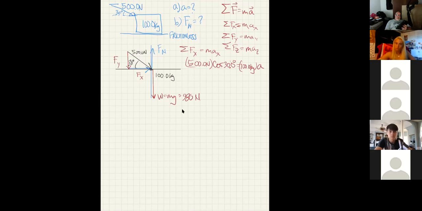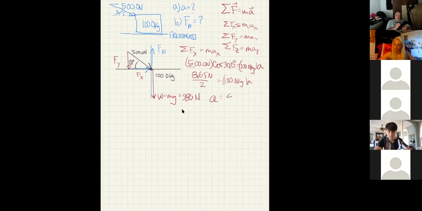So cosine 30 is root 3 over 2. Root 3 is about 1.73. If I multiply 1.73 times 5, I get about 8.65. And then I divide that by 2. That becomes 8.65 newtons over 2, which is equal to 100.0 kilograms times A. So A is going to be 8.65 divided by 2, which is about 4.325. Whoa, I just shifted the eraser, don't know how.